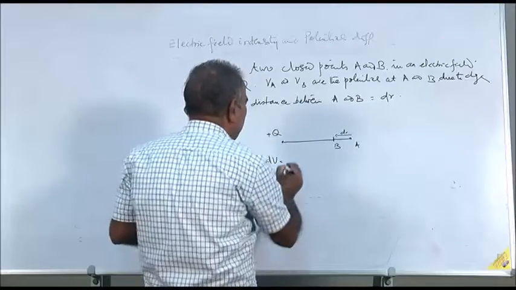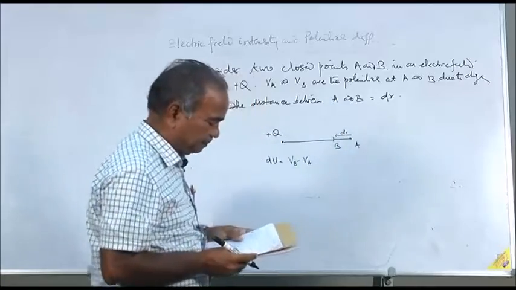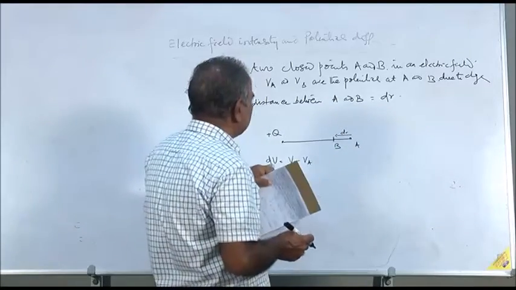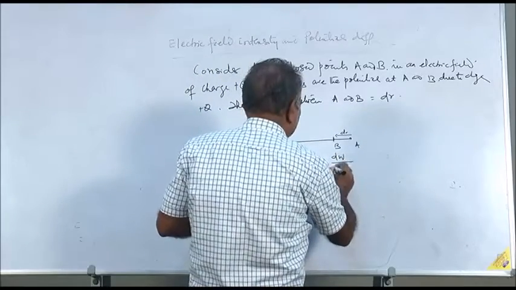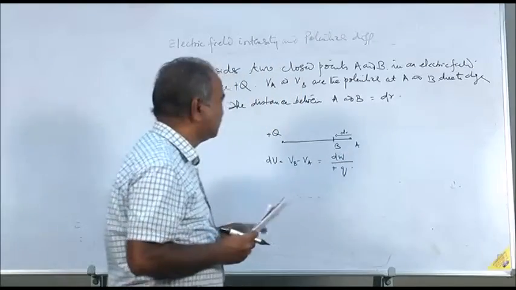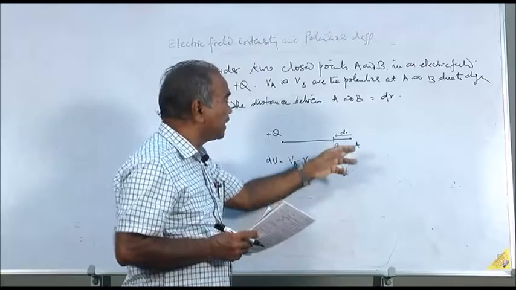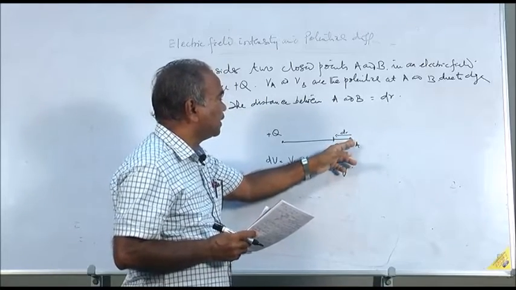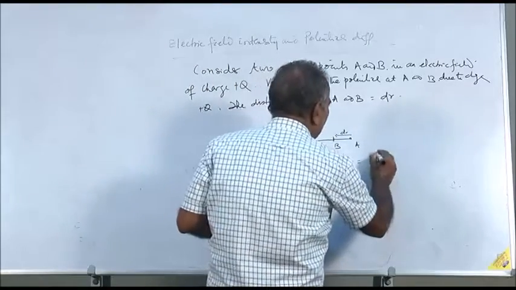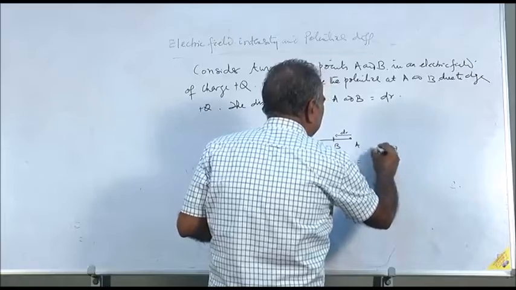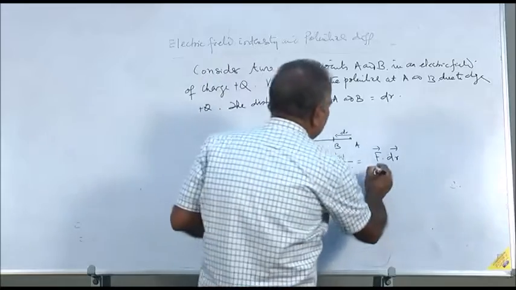So, that is equal to VB minus VA, potential at B minus potential at A. That is, the change in potential is equal to dW by plus Q charge. Potential difference between 2 points is the small amount of work done in bringing a unit positive charge from point A to point B, and work done is force into displacement, dot product of force and displacement, F dot dr, divided by plus Q.